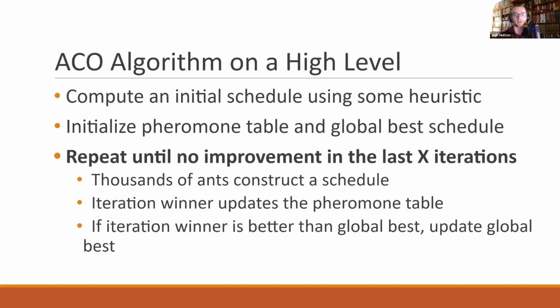In our algorithm, we compute an initial schedule using some heuristic and initialize the pheromone table with that heuristic schedule. We then launch ACO on the GPU, where each thread represents one ant constructing a schedule. Thousands of ants will construct their schedules in parallel, and then we will select the iteration winner based off of RP for pass 1 and RP and ILP for pass 2. We use that iteration winner to update the pheromone table, and if that iteration winner is better than the global best schedule, we will update the global best schedule. This will continue until we reach a certain number of iterations of ACO without improvement.